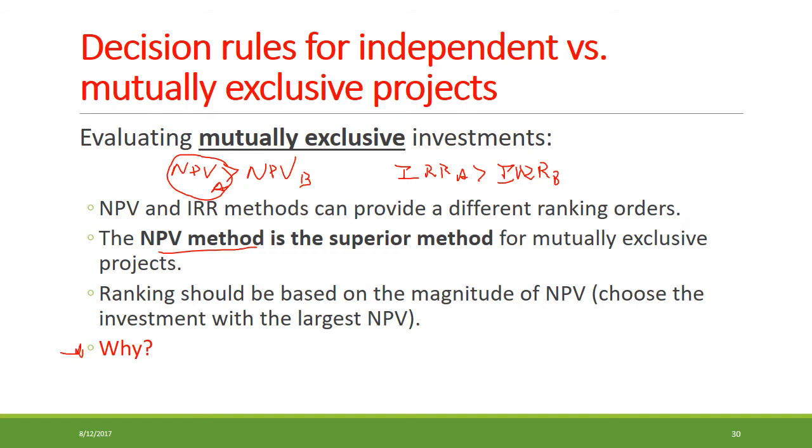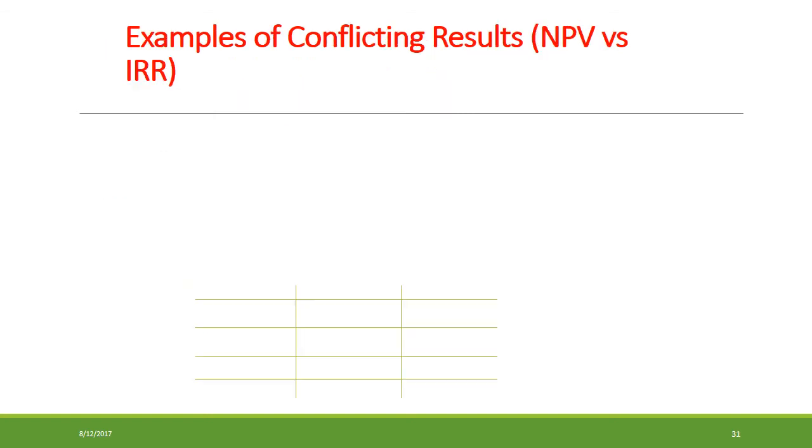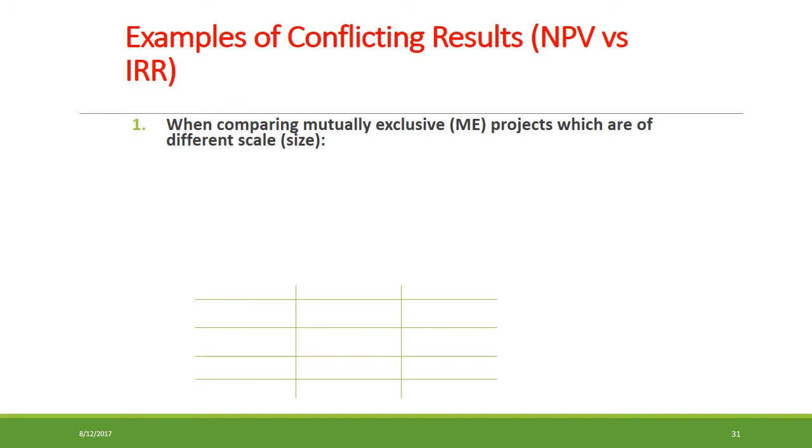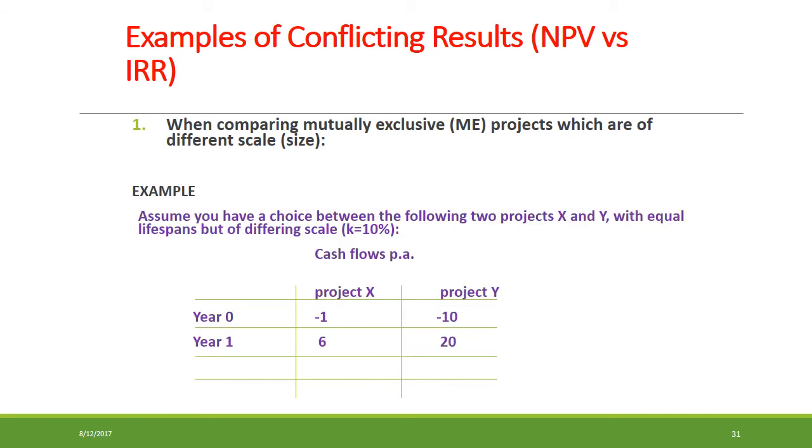So why does the IRR method sometimes give a different conclusion compared to the NPV method? What are the problems with using the IRR besides the multiple IRR problems? We're looking at two different examples here to see how the IRR method can give a biased estimate for two different projects.